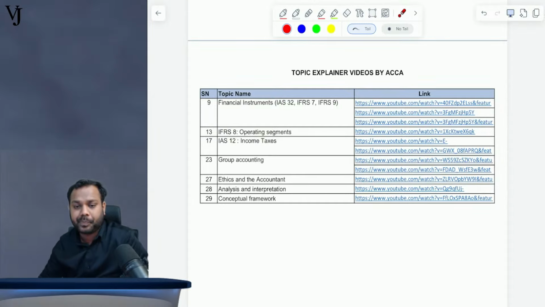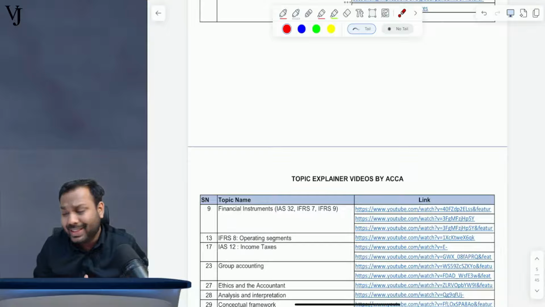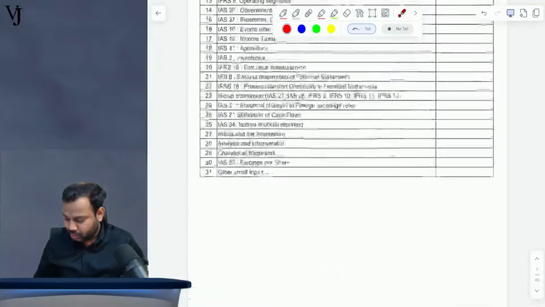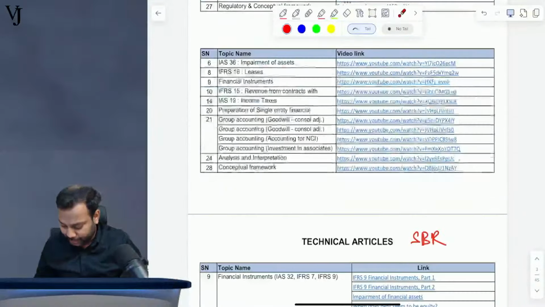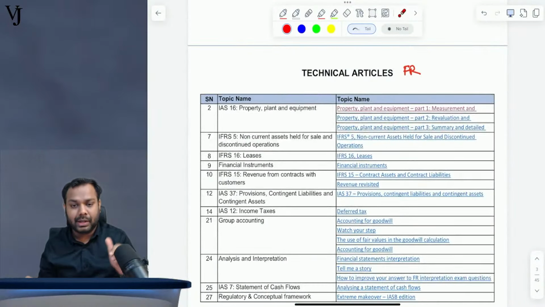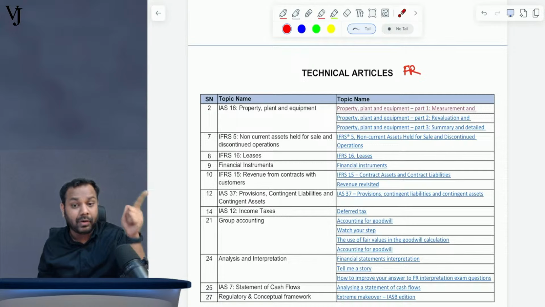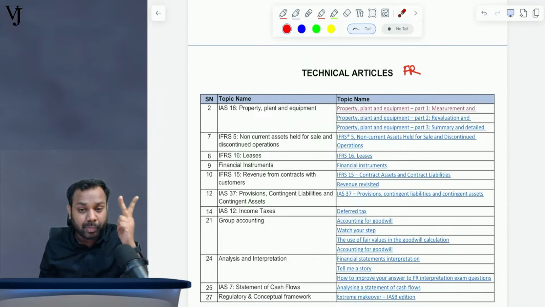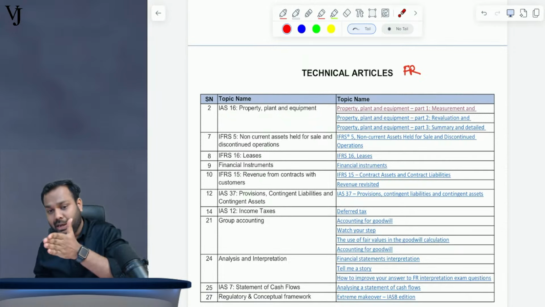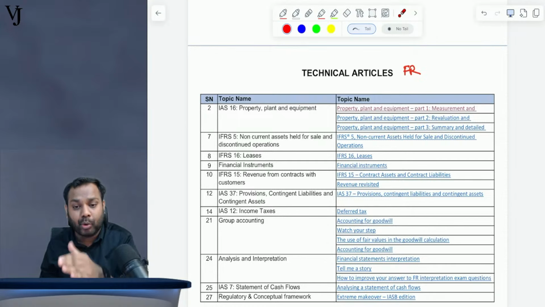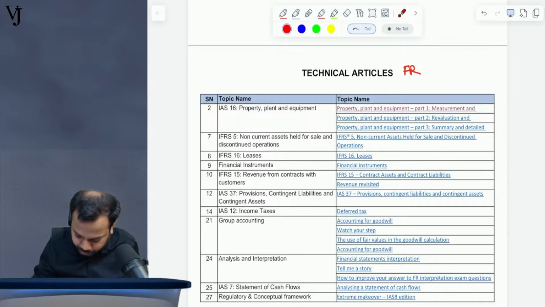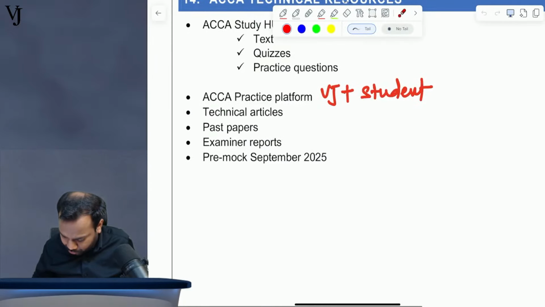Tell me guys, will that help? This mapping, will it help you guys? I have already done the technical article mapping to the chapter, plus the link, and the topic explainer videos mapping with the link, for FR and for SBR. Both I have done and both I will give to you. Okay, now coming back to this one.